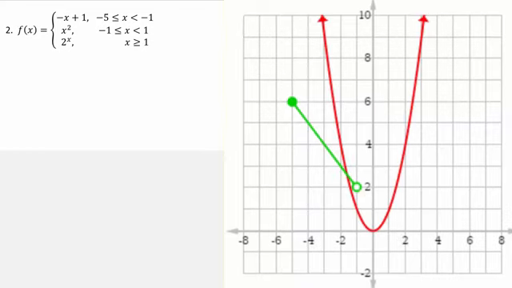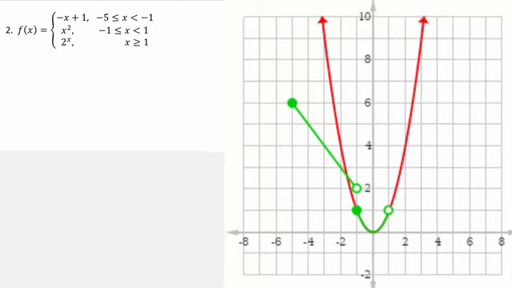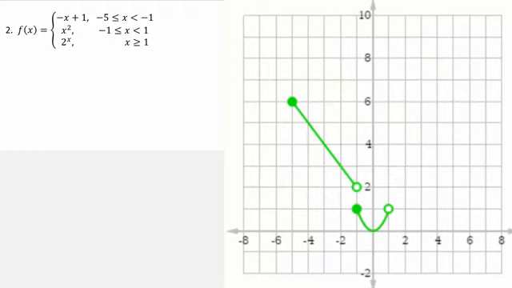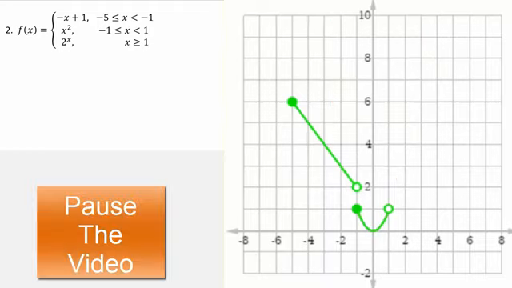All right, next piece, it's x squared. But again, we only want the piece between -1 and 1. So we'll have to plot that first and then erase the rest of it. So here's -1 to 1 for x squared, and we have to erase the remaining red graph because that's not what we want. We don't want the whole thing. All right, pause the video here, see if you can do the last piece.